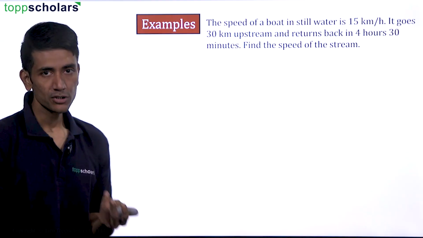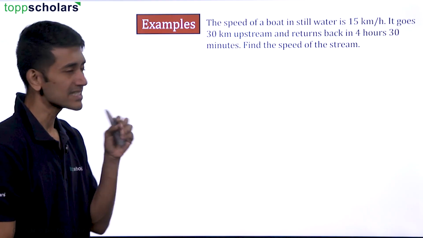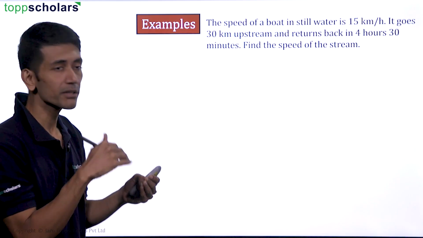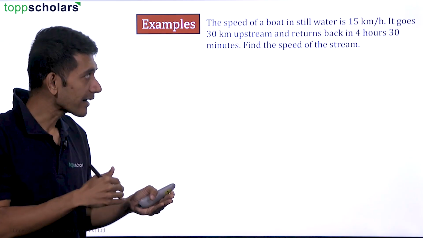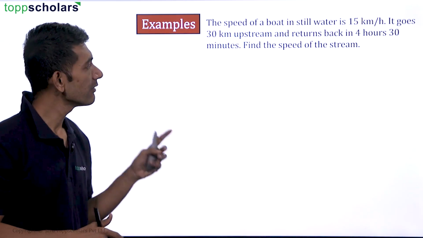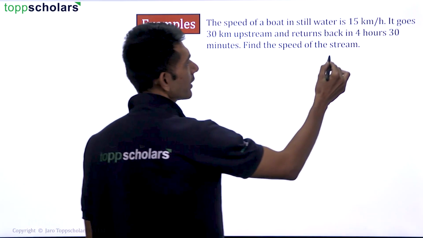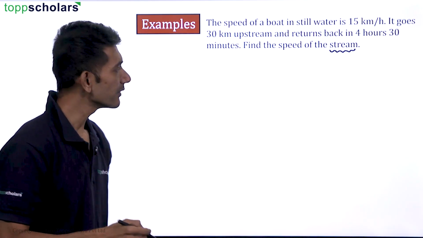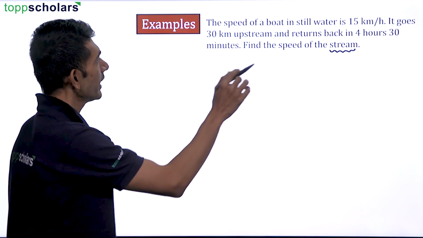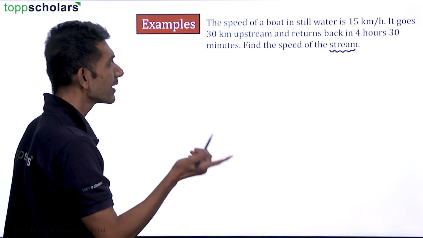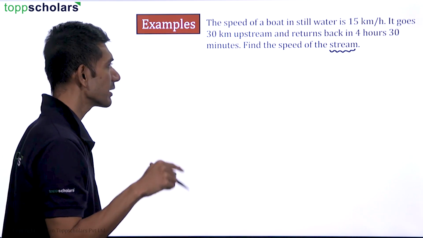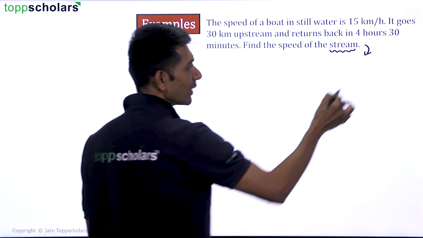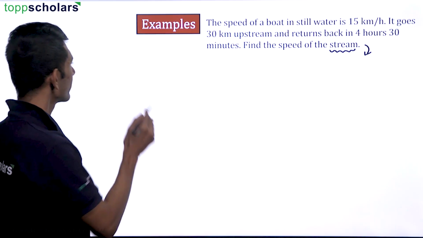So let us see a word problem based on quadratic equation now. It says the speed of the boat in still water is 15 km per hour. It goes 30 kilometers upstream and returns back in 4 hours 30 minutes. Find the speed of the stream. Okay. Firstly, the speed of the boat in still water is given, that is 15 km per hour. We are supposed to find out the speed of the stream. So whatever we are supposed to find out, we'll consider that as the variable, say x.